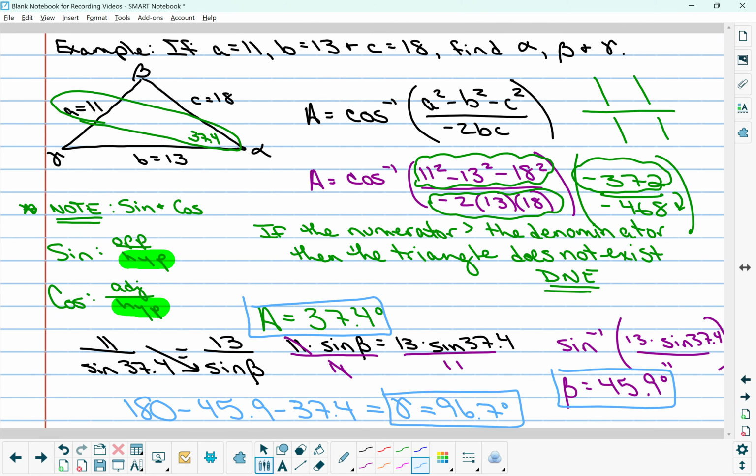All right, and that is your law of sines and cosines. We are going to get ready for a chapter test and then move into some more ambiguous trig with your unit circle.